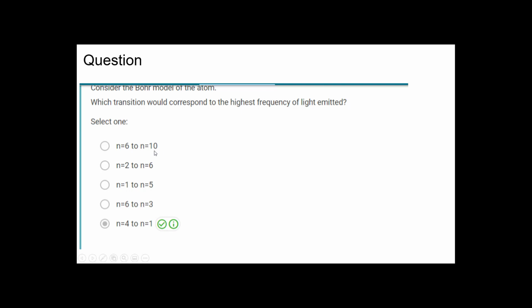6 to 10, that's out. 2 to 6, that's out. 1 to 5, those are out. Why are those out? Because those are absorptions. They're going up in levels, not down. So immediately these 3 are out. This is emitted. Emitted is going from a higher level to a lower level, not absorption. So then we have 6 to 3, this is an emission, and 4 to 1, this is an emission.